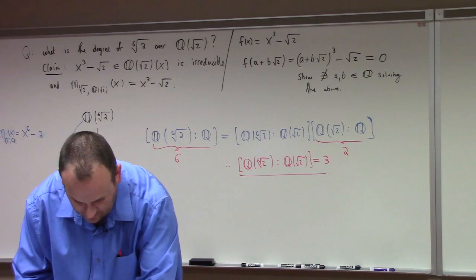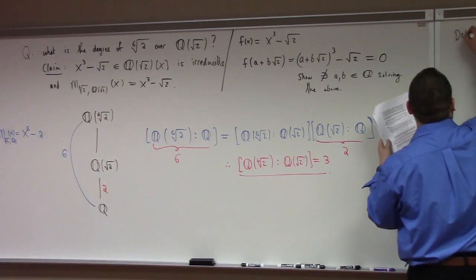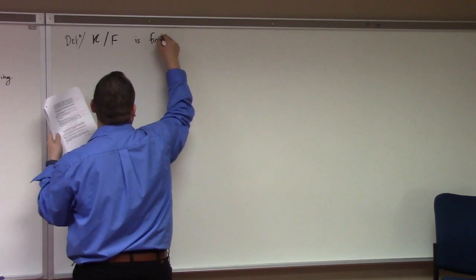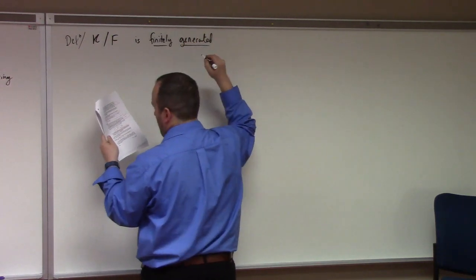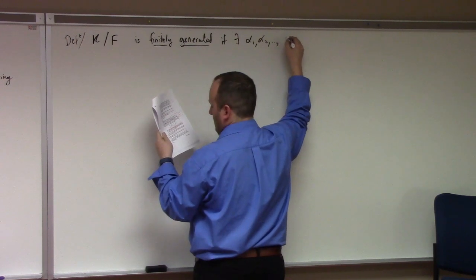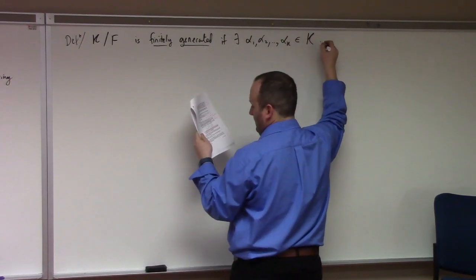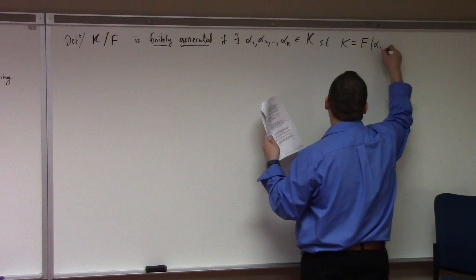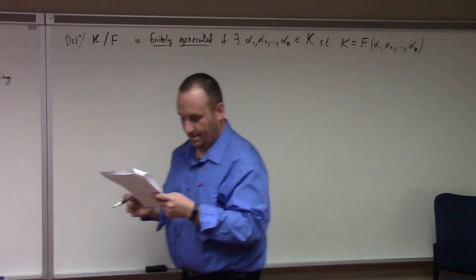Okay, so moving along here, attempting to move along. Definition. K over F is finitely generated if there exist elements alpha 1, alpha 2, alpha k in K, big K, such that K is F adjoined alpha 1, alpha 2, alpha k. This is the definition.